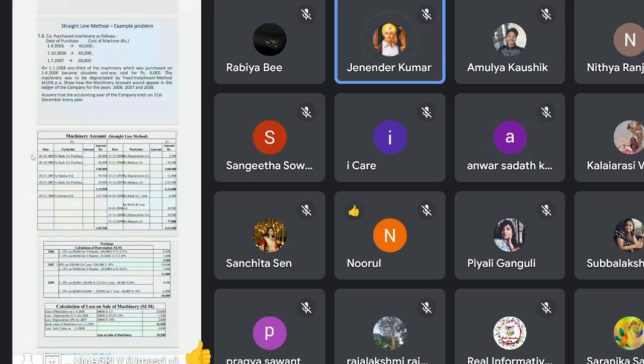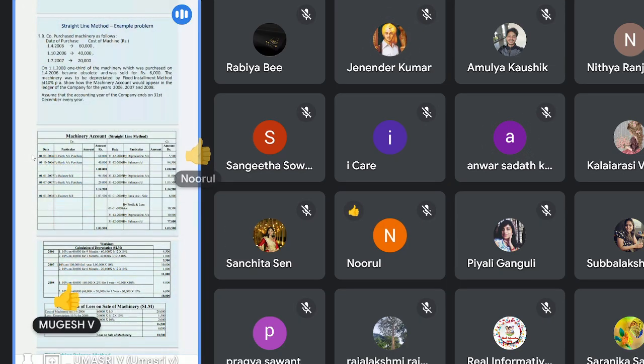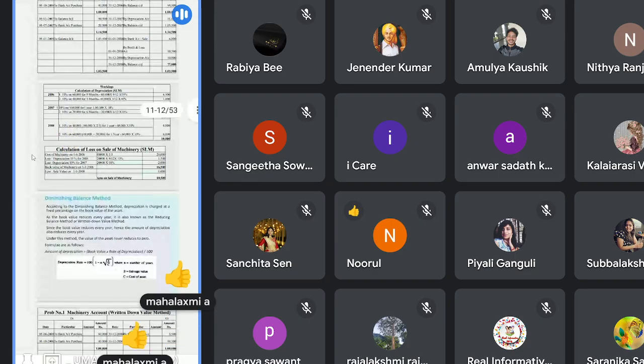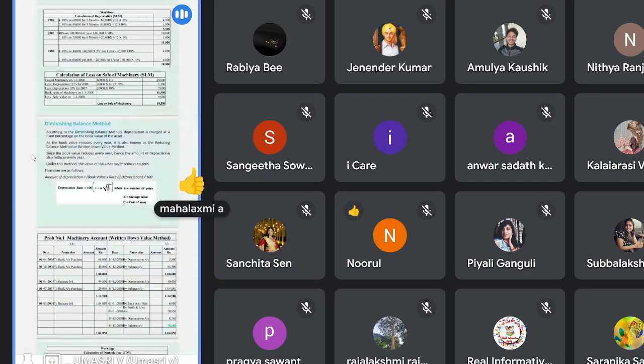The same problem under the diminishing balance method or written down value method. Diminishing balance means what? The depreciation amount will not be the same. Every year it will be reducing. For example, 1 lakh worth of asset you are purchasing, 10% is given. So the first year will be 1 lakh into 10%, 10,000 will be the depreciation for the first year.